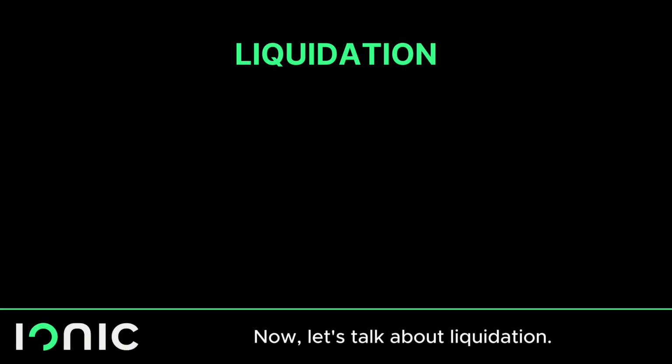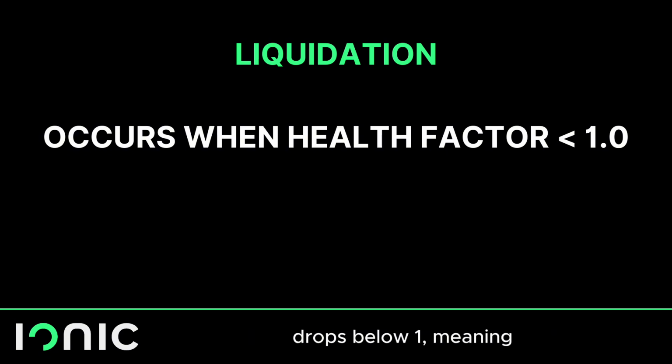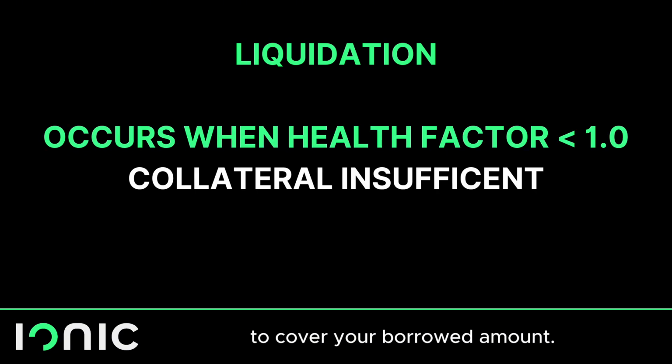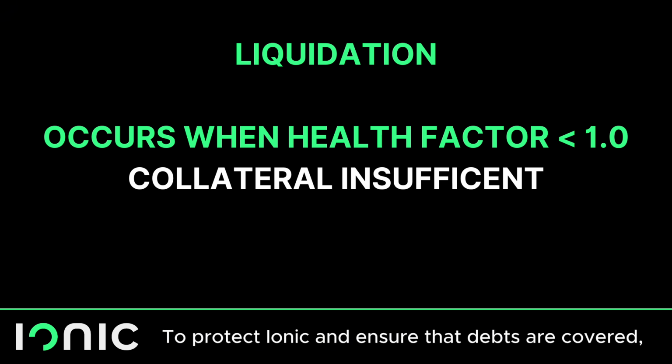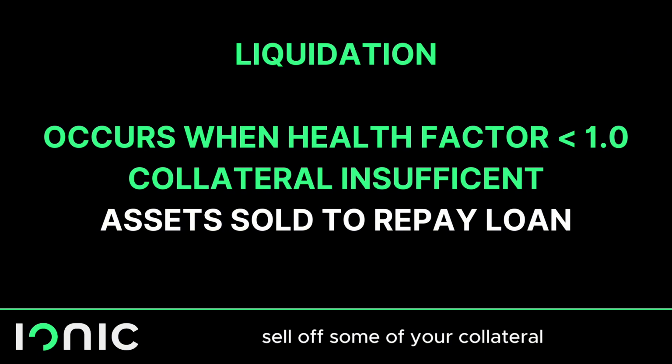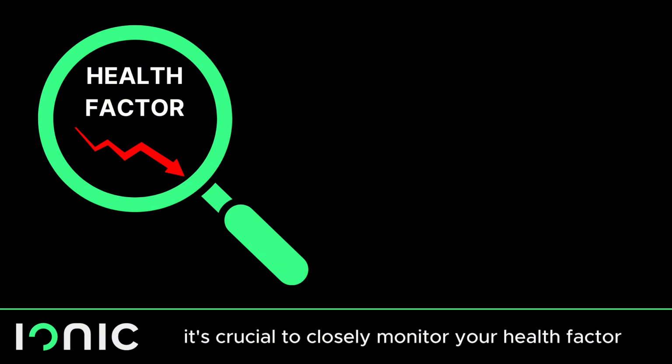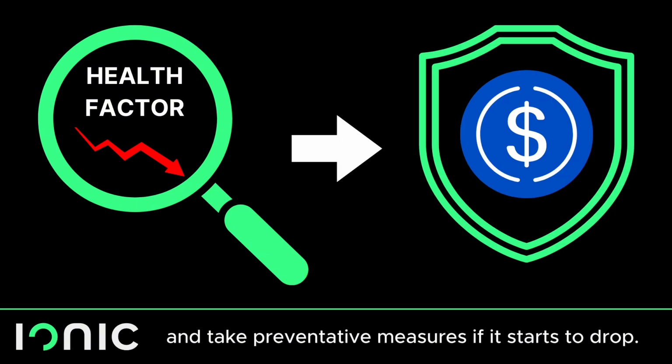Now, let's talk about liquidation. Liquidation occurs when your health factor drops below 1, meaning your available collateral is no longer sufficient to cover your borrowed amount. To protect Ionic and ensure that debts are covered, the protocol will automatically sell off some of your collateral to repay a portion of your loan. This process can be costly and may result in losing valuable assets. To avoid liquidation, it's crucial to closely monitor your health factor and take preventative measures if it starts to drop.